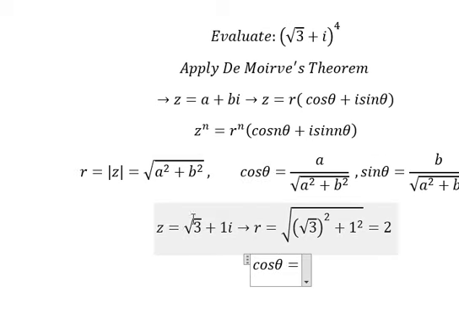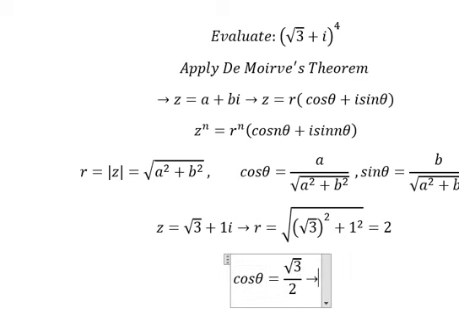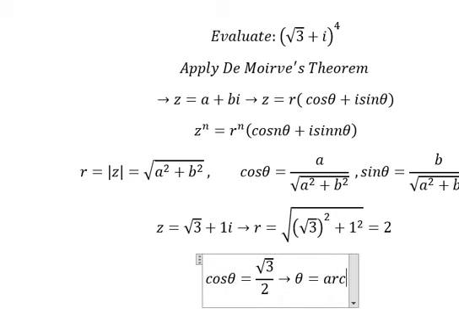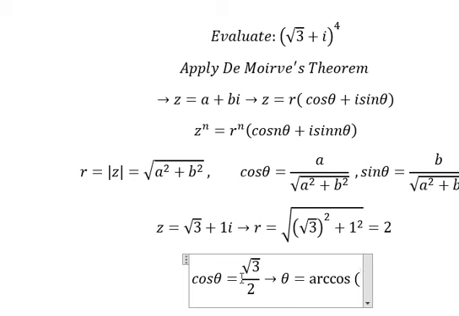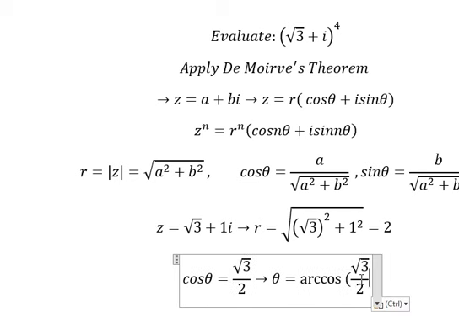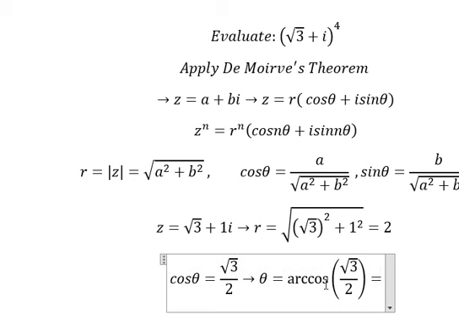So we have the square root of 3 over 2. Now you can do similar for this one and still get the same result, and we can find theta. Theta equals the inverse cosine of the square root of 3 over 2. So we calculate this one, and we have pi over 6.